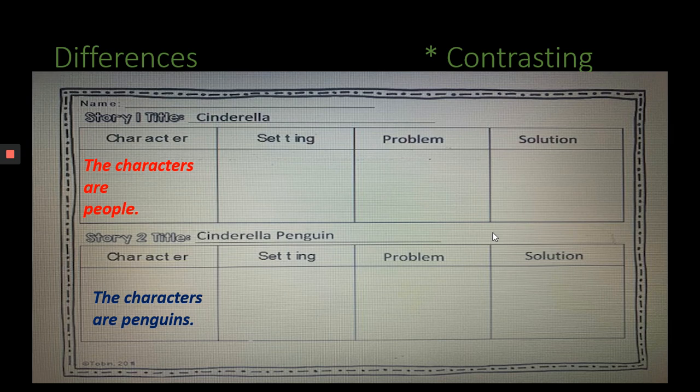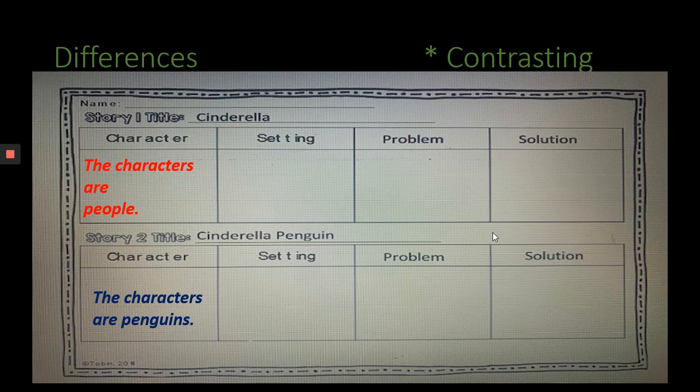I have the characters. The characters in Cinderella, they are humans. They are people. The characters in Cinderella Penguin, they're penguins, so they're animals. Try to come up with 2 to 3 differences, and you can look at your graphic organizer, circle it with a highlighter, circle it with a different color crayon, or you can write it on a notebook piece of paper. These are the differences between Cinderella and Cinderella Penguin.